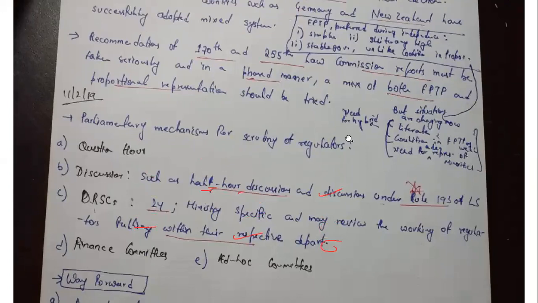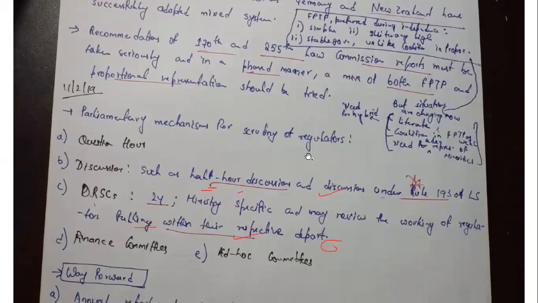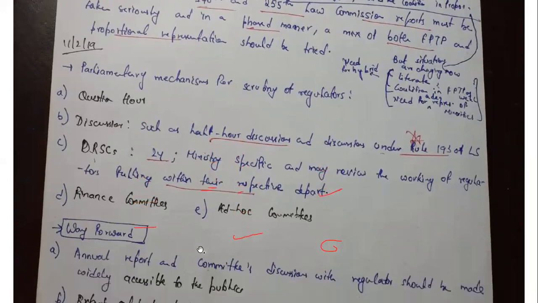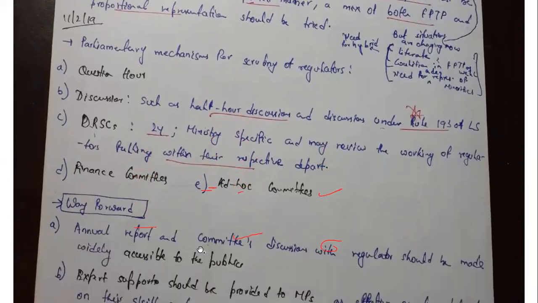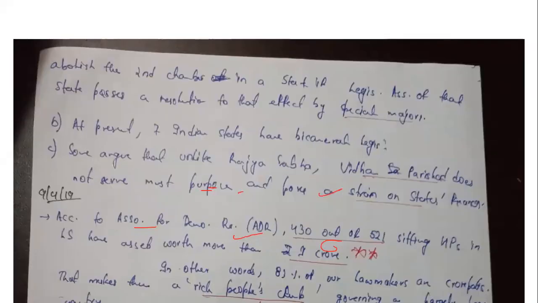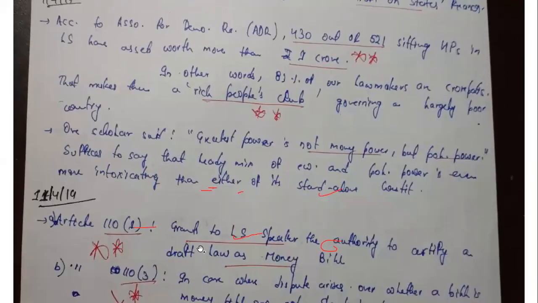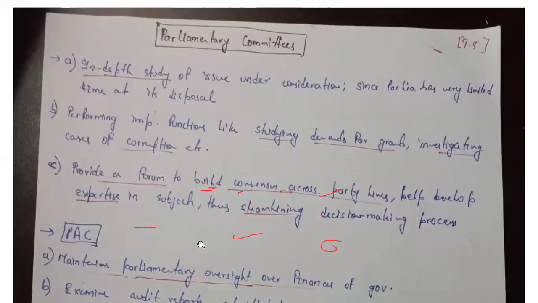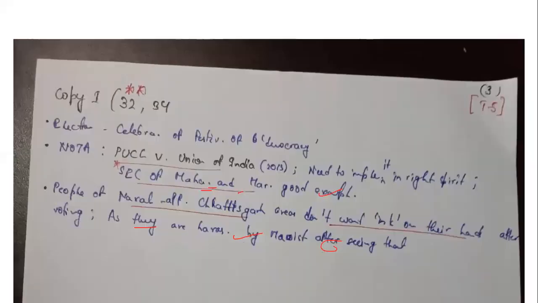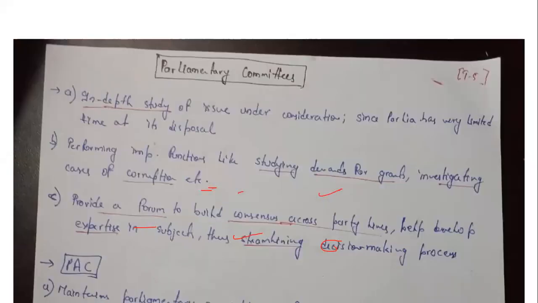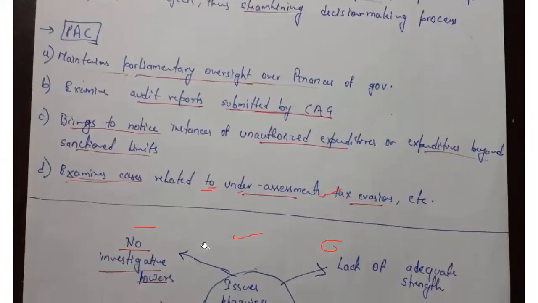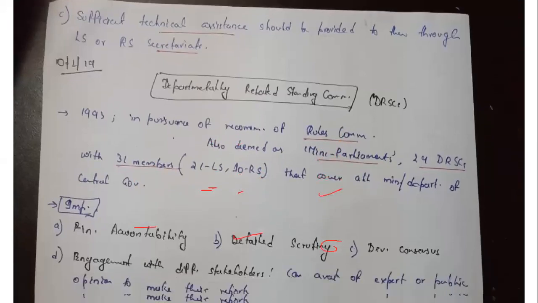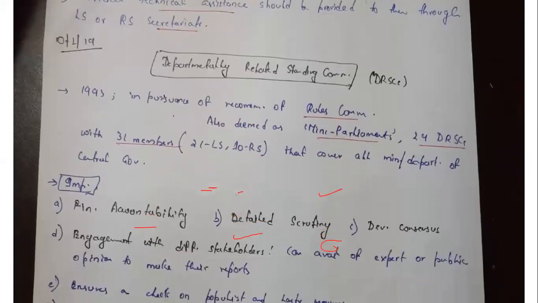And see here, parliamentary mechanism for scrutiny of regulators or executive: question hour discussions, DRSC, departmentally related standing committee, finance committee, ad hoc committees, all these points you can talk about here. Then, just a second, let me see if there are some other points which we can use from these notes. Parliamentary committees are there, you can talk about these parliamentary committees, how they play a role, how they maintain parliamentary oversight. Fine, and that's it, nothing more. We have done a detailed discussion on that also.